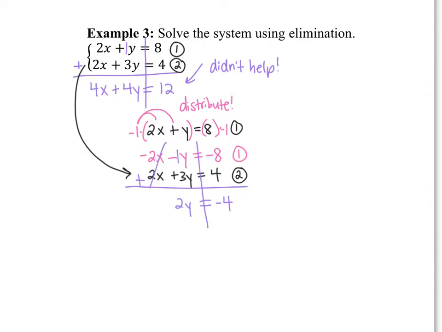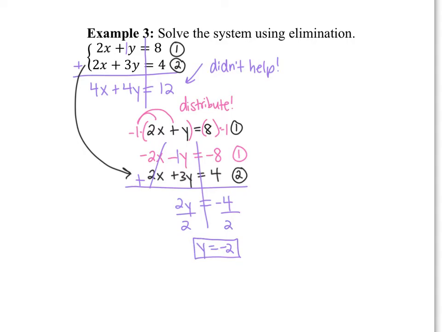But here, we can multiply either of these equations by negative 1 because the x terms both have a coefficient of 2. So we really want one of them to be negative 2, that's why we multiplied by negative 1. Let's go ahead and finish solving. So if we divide each side by 2, we get y equals negative 2. So we solve for y.